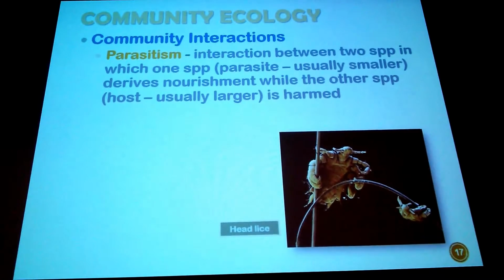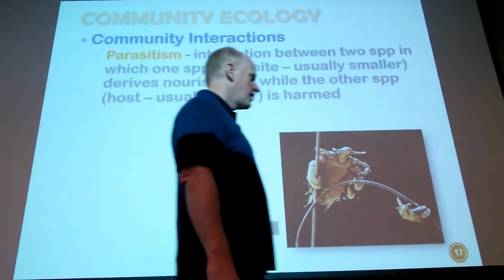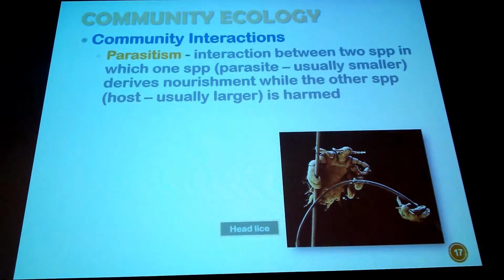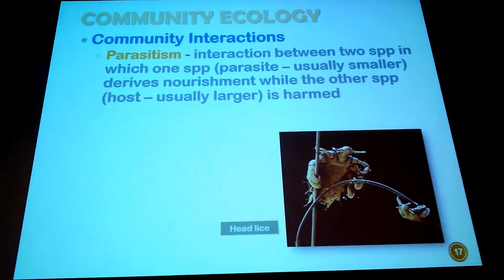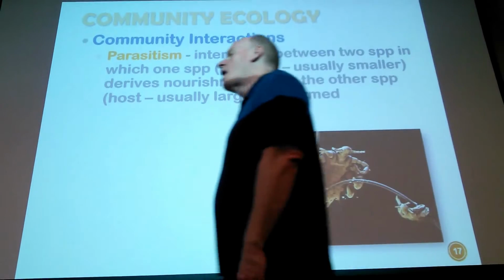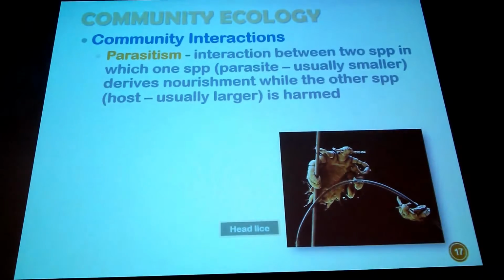Parasitism. Interaction between two species in which one species, the parasite, usually smaller, derives nourishment from the other species, while the other species, the host, is harmed. The host is usually larger. Think about it this way. If ticks were the size of golden retrievers, you'd have one on you and you'd be sucked dry. It wouldn't do the tick any good, and it certainly wouldn't do you any good.